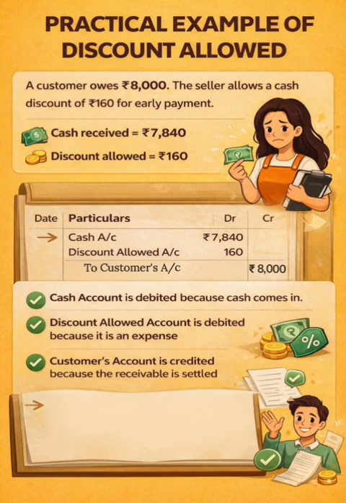Journal entry in seller's books. Cash account is debited because cash comes in. Discount allowed account is debited because it is an expense. Customer's account is credited because the receivable is settled. This clearly shows why discount allowed is a debit item.